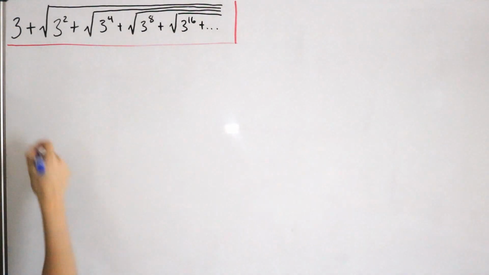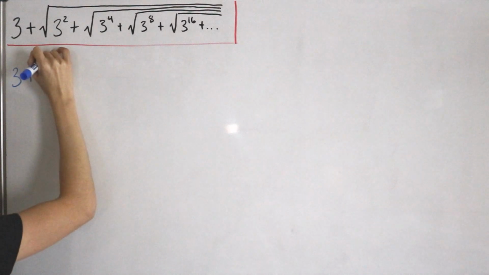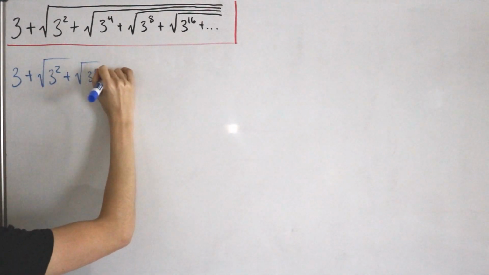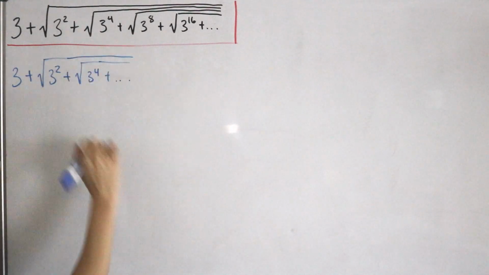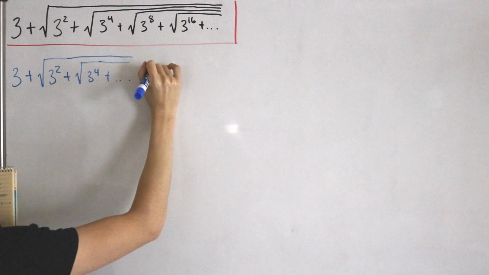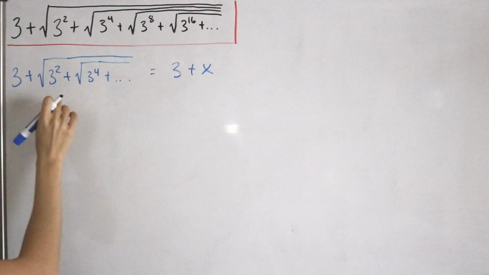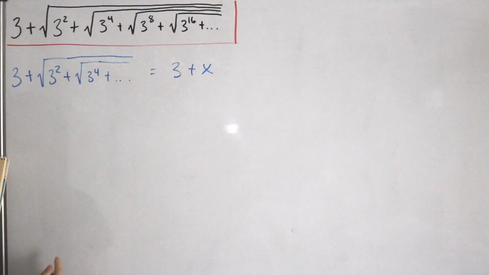Now I'm going to write this same thing again. So 3, then the square root of 3 squared, add this with the square root of 3 to the 4th. I'm not going to write the whole thing, so I'm just going to stop there, and then so on and so forth. So it repeats. Suppose we set the equation as 3 plus x, in other words, setting the equality, so that x is going to equal this nested radical.